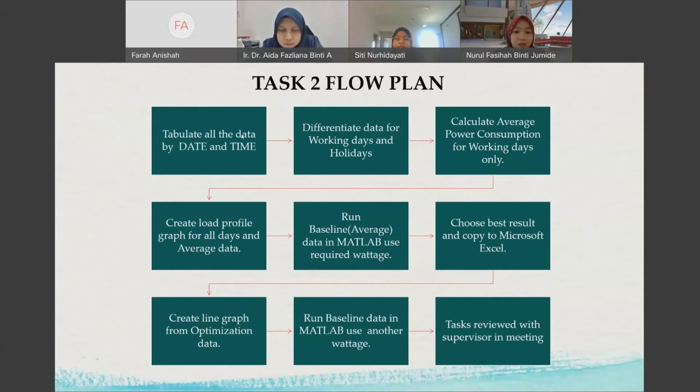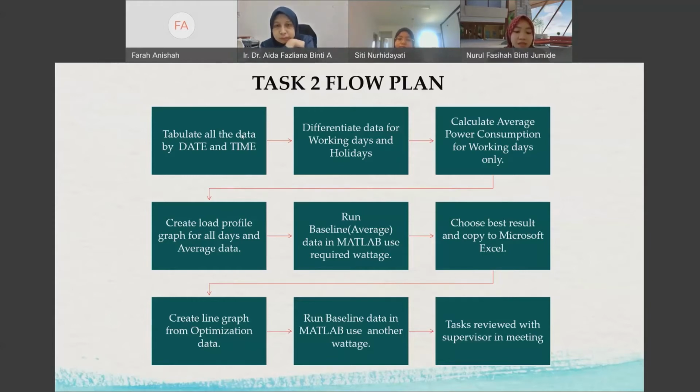After that, we run the baseline. For the baseline, we use the average that we have tabulated, using a required weightage. We run this using the MATLAB algorithm. From the MATLAB, we choose the best result and copy it to Microsoft Excel. After that, we create a line graph from the optimization data. And then we have to run the baseline again with a different weightage.